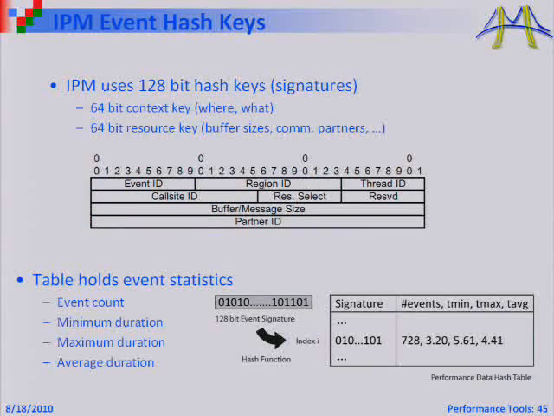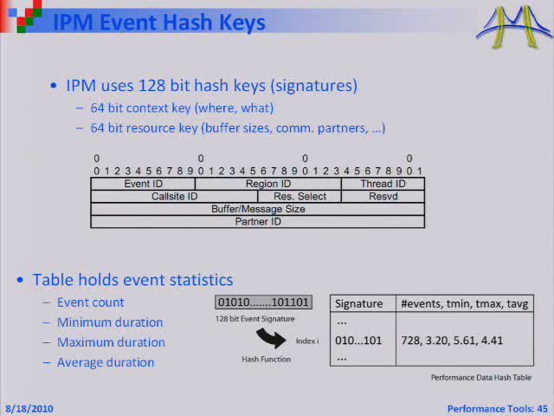So here's how this hash key basically looks like. It captures things like which type of call it was, in which region it happened, which thread it happened in, what the buffer size was, what the communication partner was, for example. Then we take this key and transform it and use it to index into a hash table. And in the hash table, we store things like how many times this event happened, what the minimum duration was, the maximum duration, and the average duration.